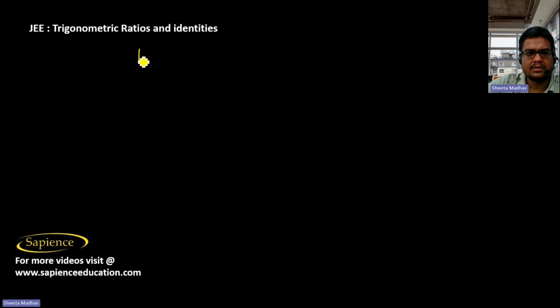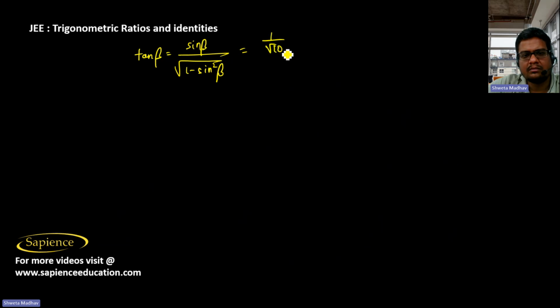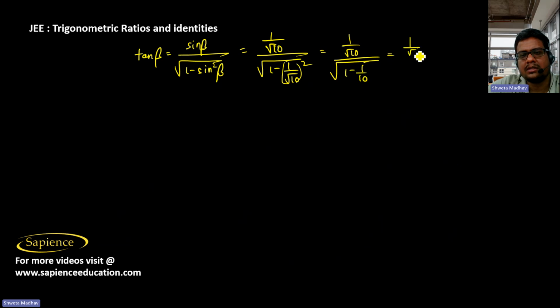Now sine beta is 1 by root 10. So tan beta will be equal to sine beta by root over 1 minus sine square beta, since sine beta by cos beta is tan beta. So this will be 1 by root 10 by root over 1 minus 1 by 10, which is 9 by 10. So it is equal to 1 by root 10 by 3 by root 10. So it is equal to 1 by 3. So tan beta is 1 by 3.